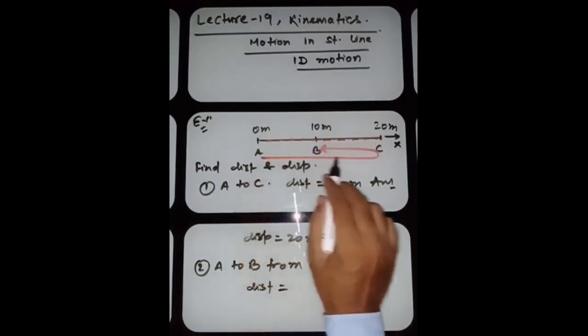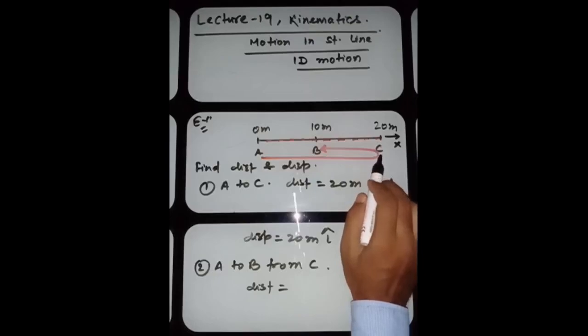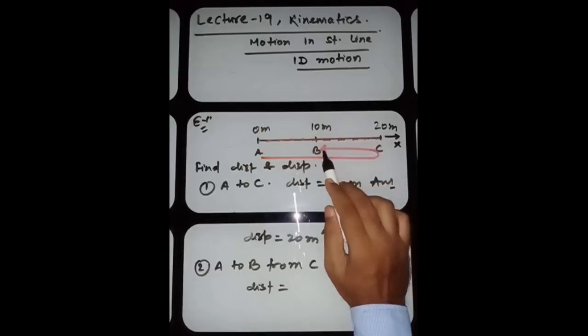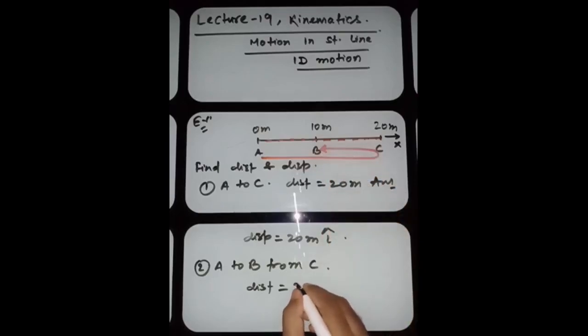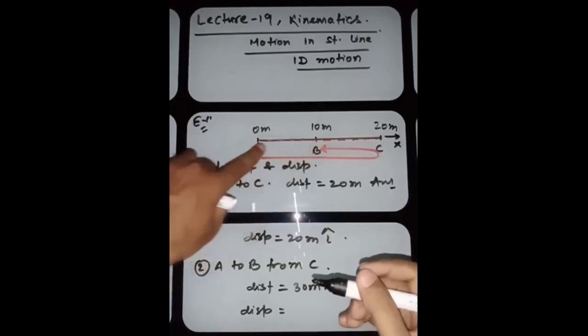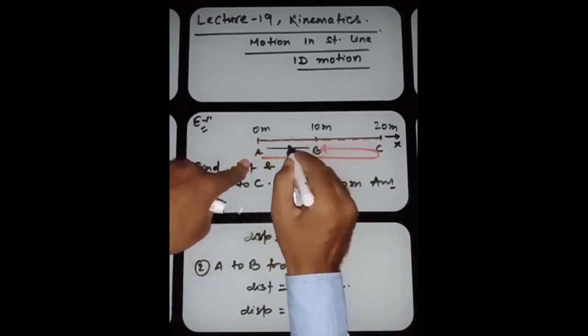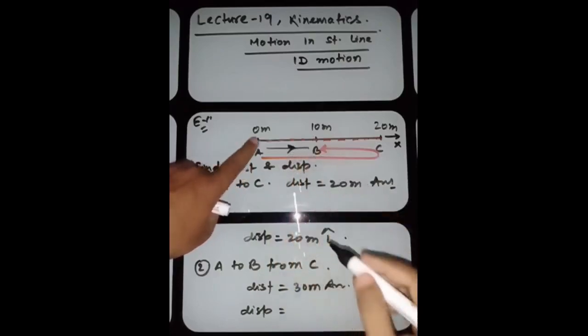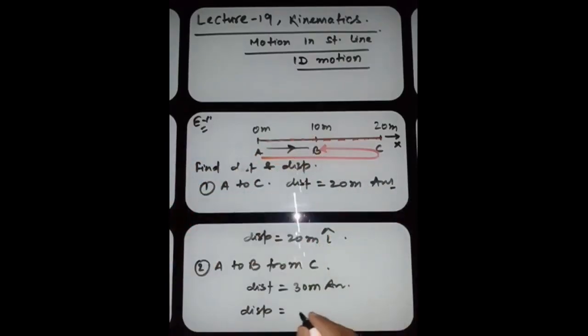The particle moved from A to C, it covered 20 meter, then back from C to B. The total path length adds 10 meter. So 10 plus 20 is 30 meter. We know that we don't need any direction, so it is 30 meter only. Now the displacement. It is the shortest path length. The initial point was A, and the final is B. So A to B, this one is the direction, and the shortest path length is 10 meter. So the answer will be 10 meter direction I cap.